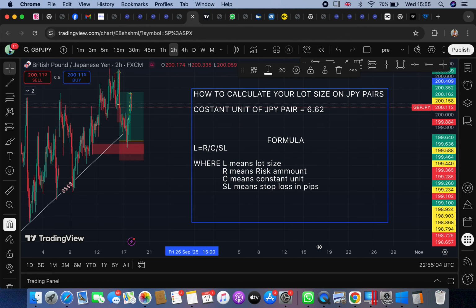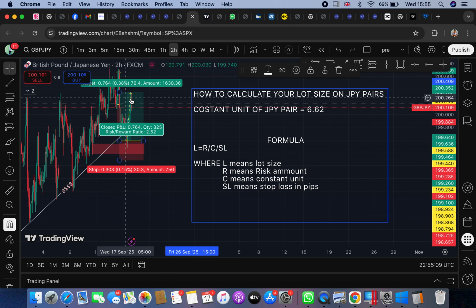This tutorial is regarding this trade I posted on my story today. Someone was asking how he will be able to know the lot size, or what lot size he can use to enter the trade. So without wasting much of your time, let me use this opportunity to talk about how to calculate your lot size.